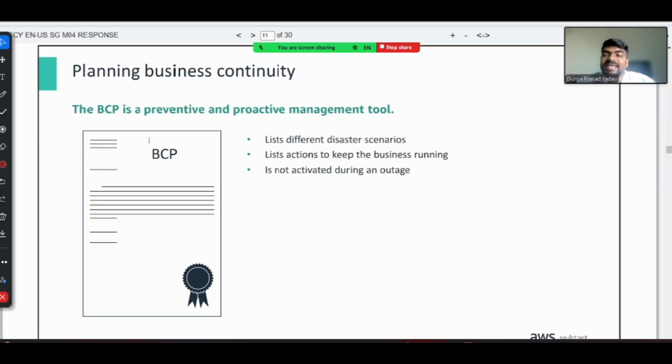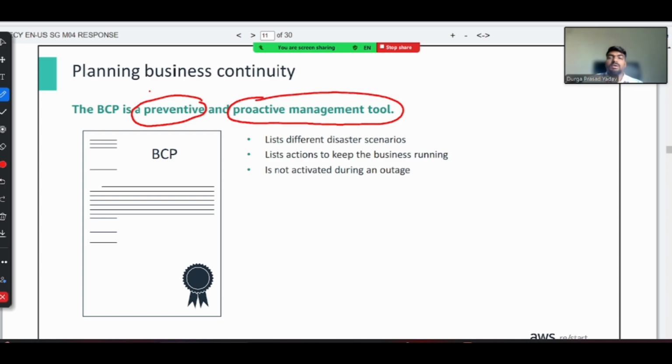So in the BCP, guys, business continuity plan, basically you have to plan it. Preventive means you have to plan before, and you have to work on a proactive management tool. Proactive means before the problem comes, you have to set up your framework of business continuity plan. So you will be listing out the disaster scenarios, like if this system is compromised, if this system will not work, then what will I do? If this person will not come to the office, or this person will leave for some days, then what will we do?